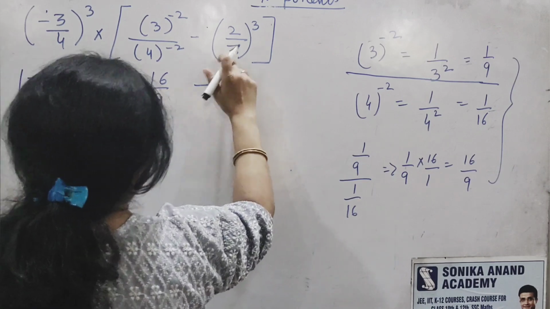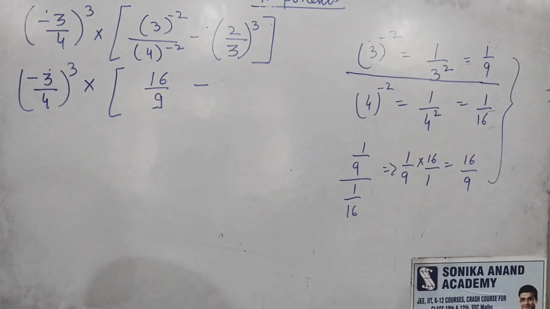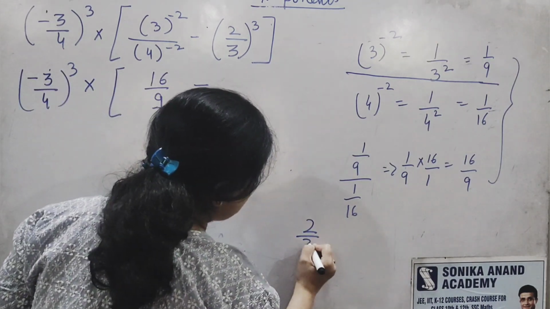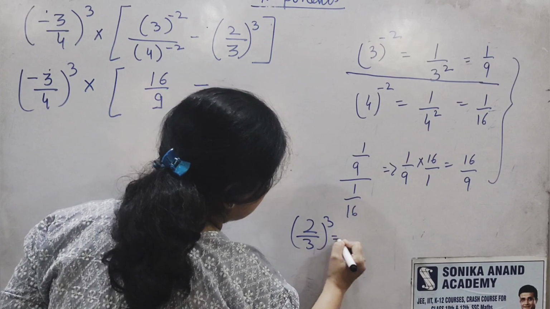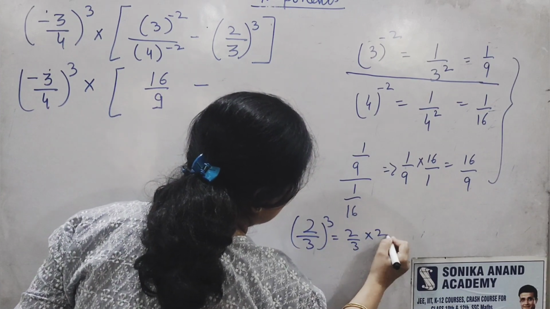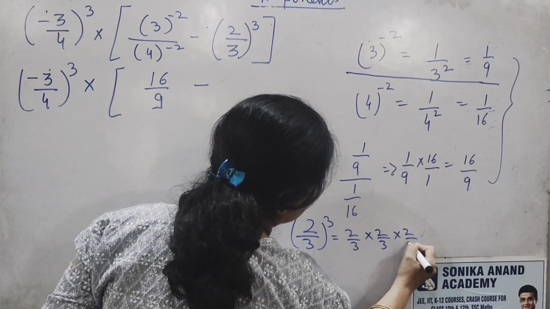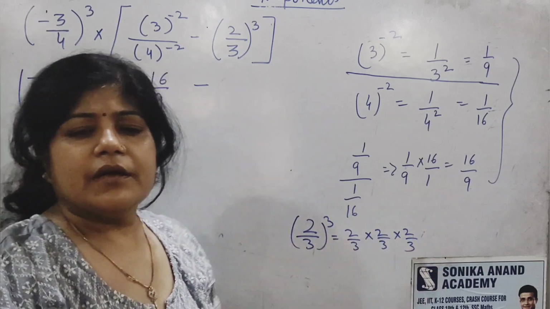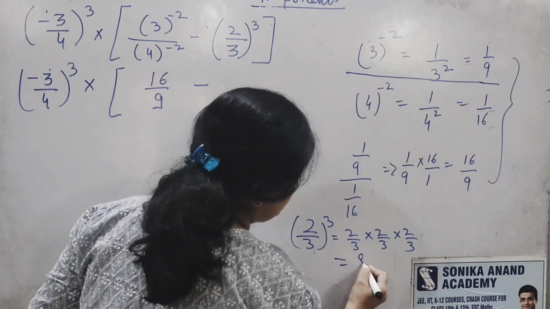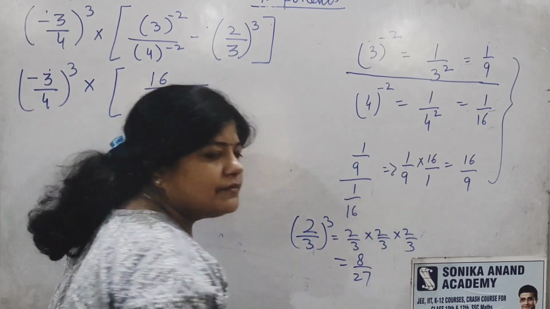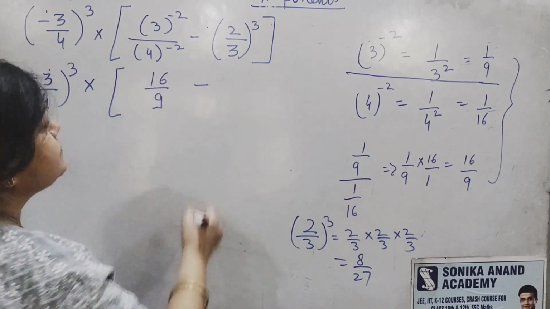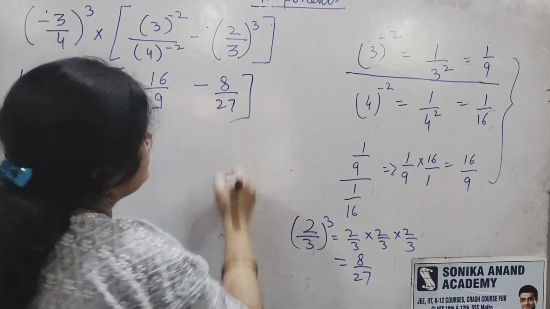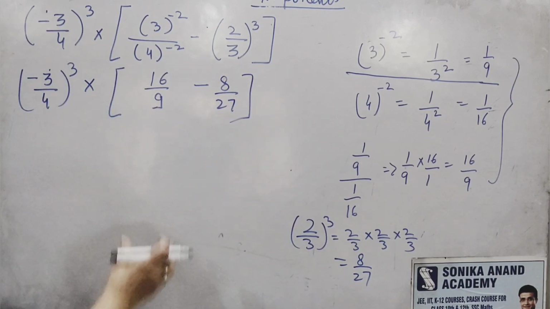Minus 2 by 3 to the power 3. Solve it. 2 by 3 to the power 3 is 2 by 3, 2 by 3, 2 by 3. What is the answer? 2 times 2 times 2 is 8. 3 3s are 9, 3 9s are 27. So it becomes 8 by 27. Clear?